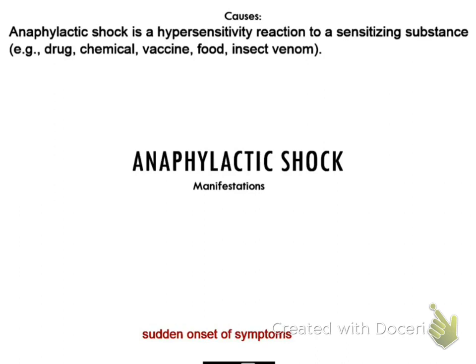So it can be through contact, inhalation, ingestion, or injection. Ingestion is what's most likely to cause anaphylaxis.